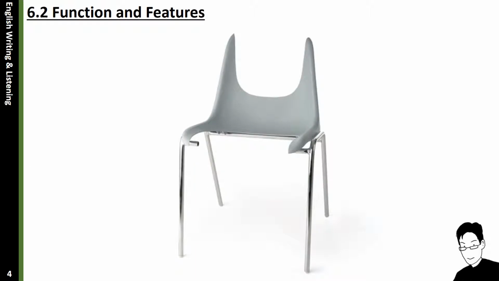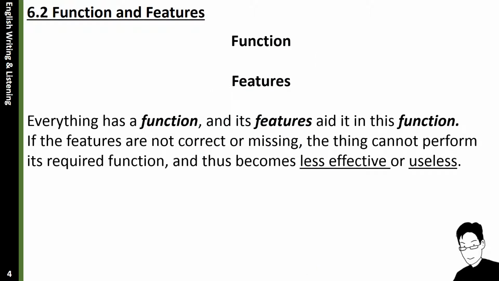We can see it's missing two very important features of a chair, the seat and the backrest. Without the seat, you will not be able to sit on the chair. Without the backrest, even if you can somehow sit on the chair, you will probably lean backwards and be very uncomfortable. So, with bad features, the chair becomes unable to perform its function.